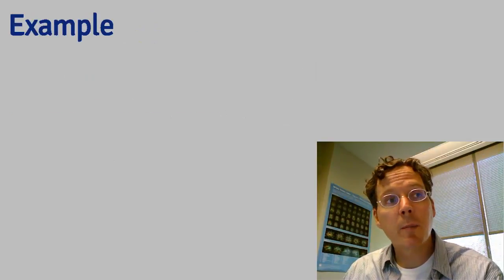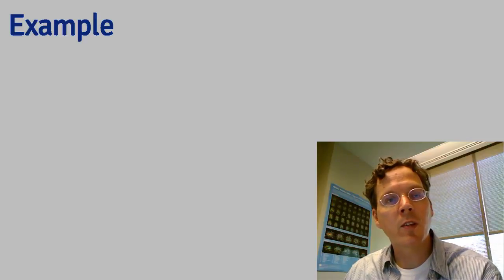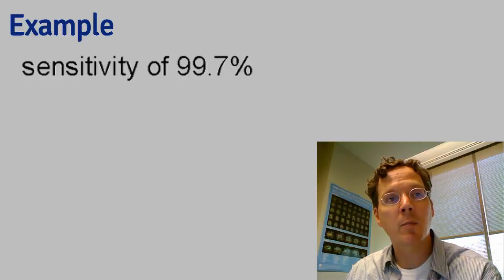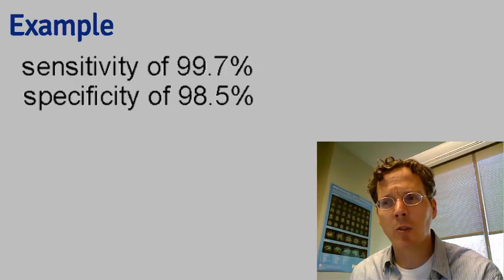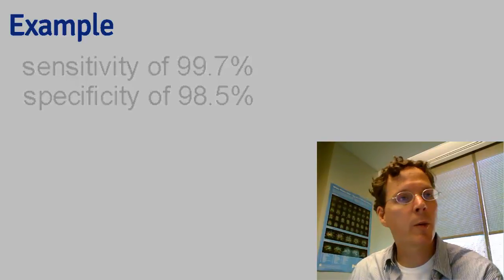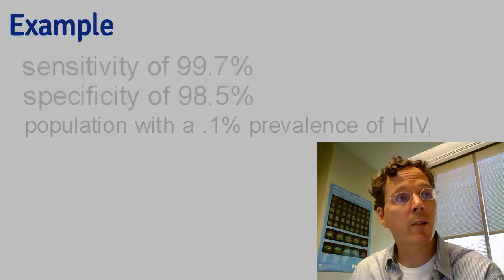Let's go through an example. A study comparing the efficacy of HIV test reports on an experiment which concluded that the antibody tests have a sensitivity of 99.7 and a specificity of 98.5. These are kind of made up numbers, so don't think of these as cardinal truths about antibody tests for HIV. Suppose that a subject from a population with a 0.1% prevalence of HIV receives a positive test result. What is the associated positive predictive value?